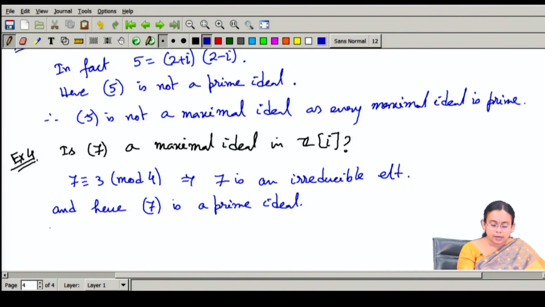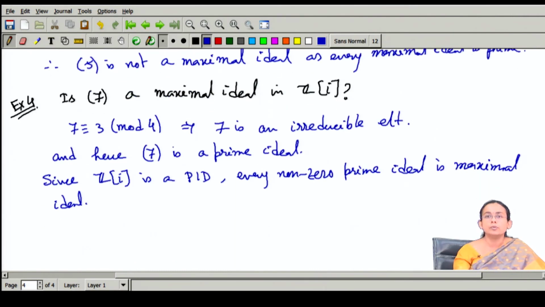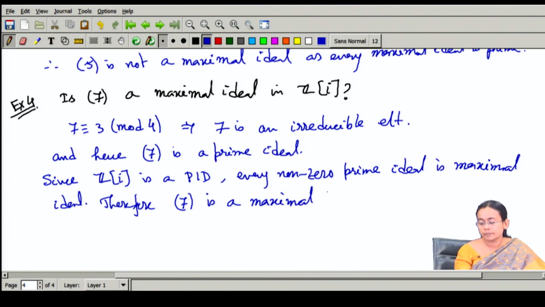And since Z[i] is a PID, every non-zero prime ideal is a maximal ideal. Therefore, I can conclude that the ideal generated by 7 is a maximal ideal of Z[i].